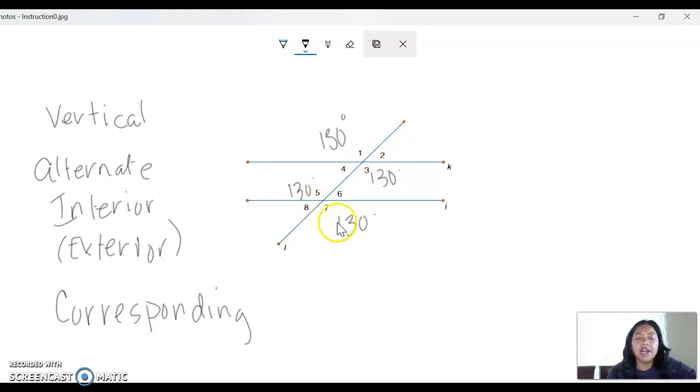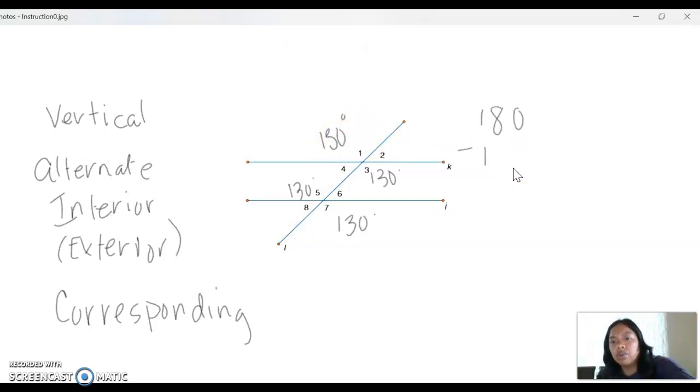I didn't get to cover this yesterday, but we call these same side interior angles. Same side interior angles also make 180 degrees. They're on the same side and they're both in the interior. So if this is 130 plus the measure of angle 6, the total is going to be 180 degrees. I'll walk you through how to find each one. We know this makes 180 degrees, and this is 130 already, so we subtract 180 minus 130, nice and easy. It gives you 50 degrees.